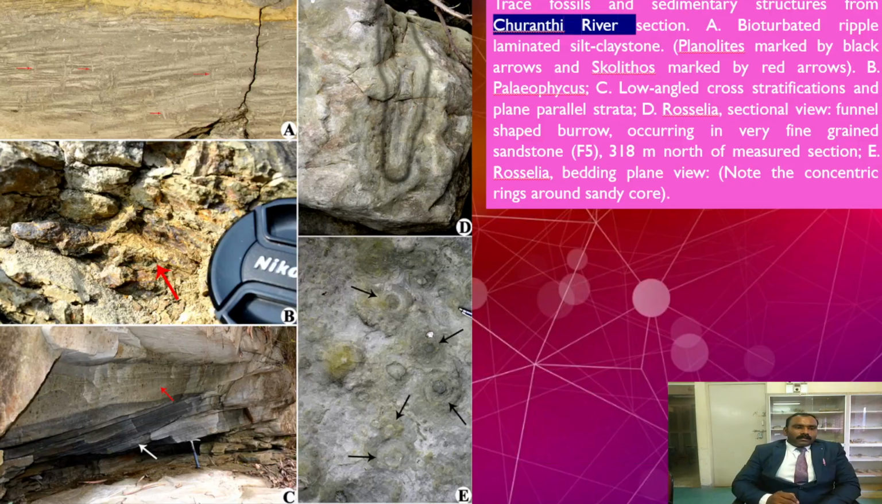Coming to the other exposures, the Churanthi River, where the Shivalik rocks have been exposed, and those are supposed to show various kinds of plane parallel or other ripple and laminated structures, different kinds of laminated beds are exposed.